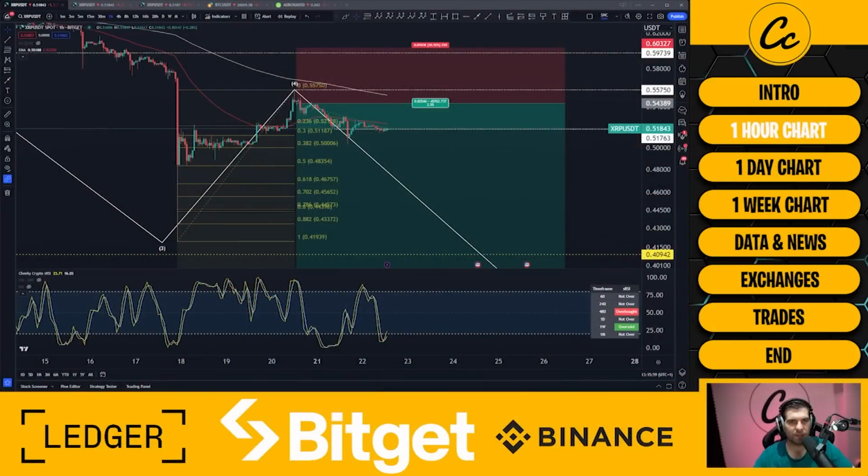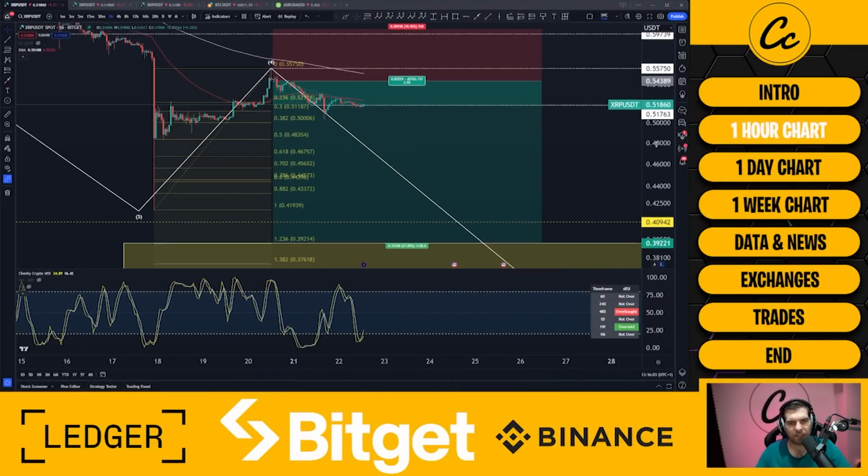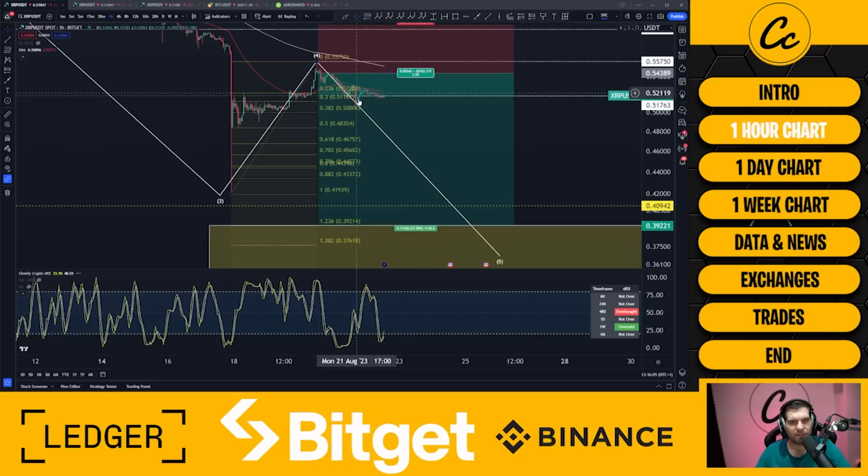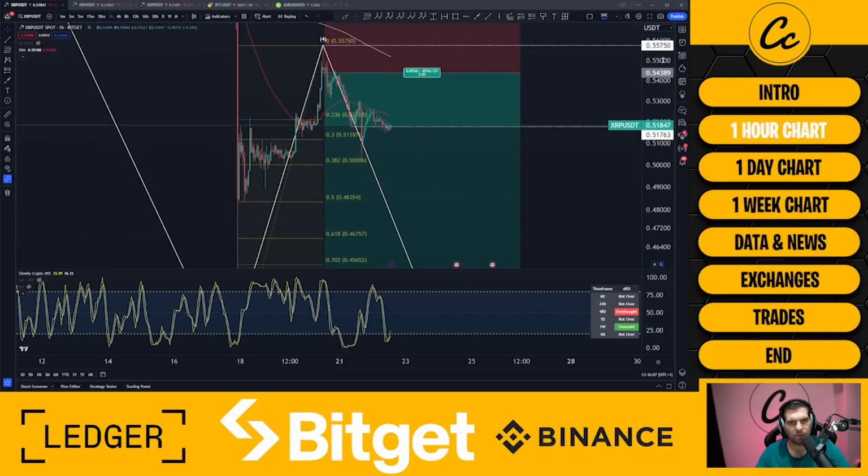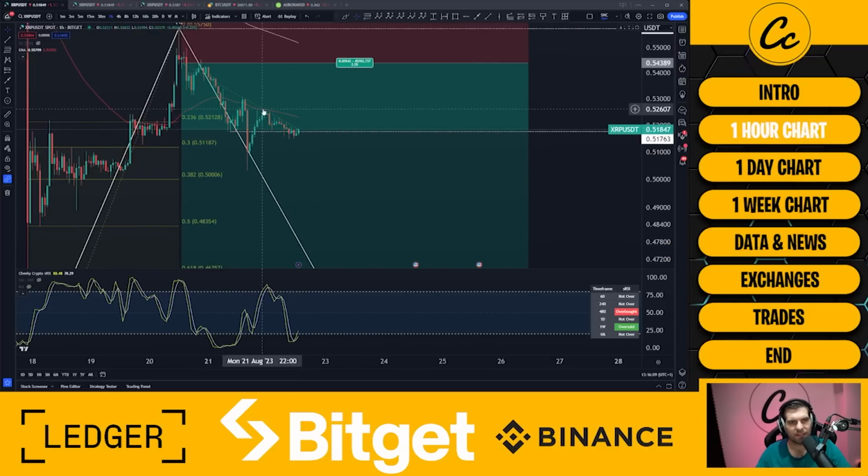Let's kick things off by jumping down into our 1 hour time frame. So here on our 1 hour time frame, we are still expecting a move to the downside. We might see momentum shifting around a little bit, but for the most part, we are consistently getting smacked back down by our 50 EMA.